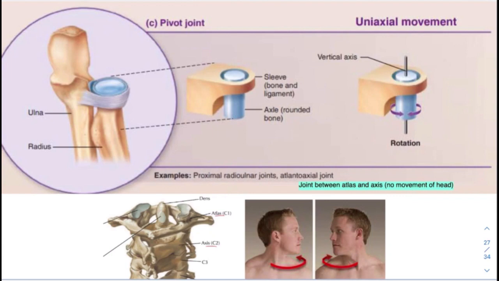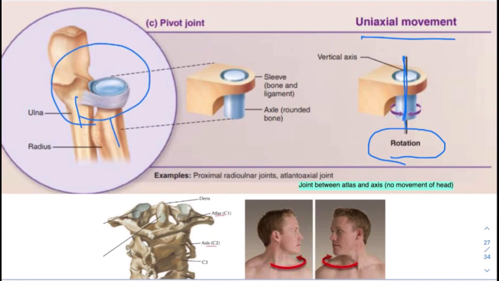Okay, so this type of joint is called the pivot joint. The movement allowed at a pivot joint is rotation, and it's again uniaxial movement because you only have one axis. You have in this case a vertical axis, and an example of this would be the proximal radio-ulnar joint. So this is the ulna, this is the radius, and this joint here is the proximal radio-ulnar joint, and there is rotation of the radius. The radius can actually rotate.